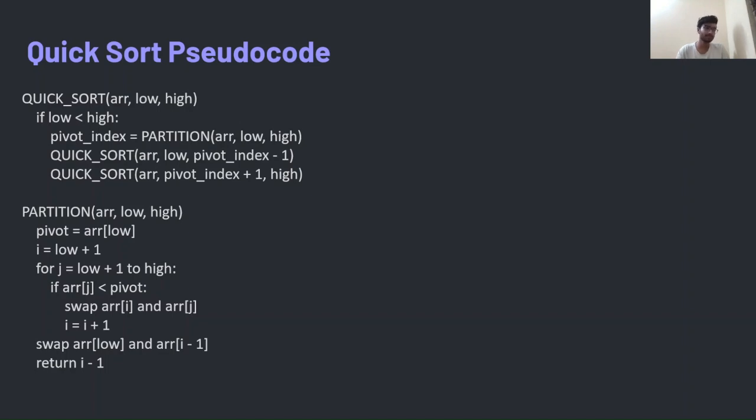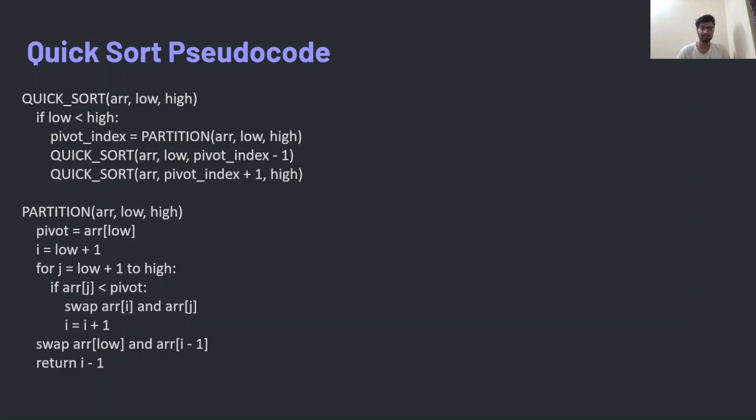In the partition function, we first select a pivot element, which is the array at the low index. Then we choose i, which is the low position plus one, and we keep on incrementing i until we find an element greater than the pivot. And we also keep on decrementing j, which is pointing at the nth position of the array, until we find an element lesser than the pivot.